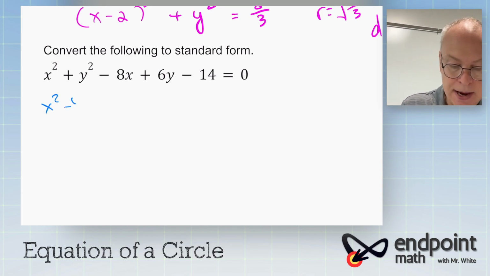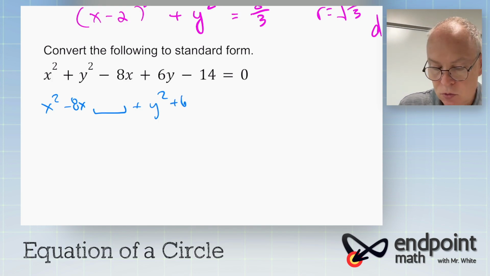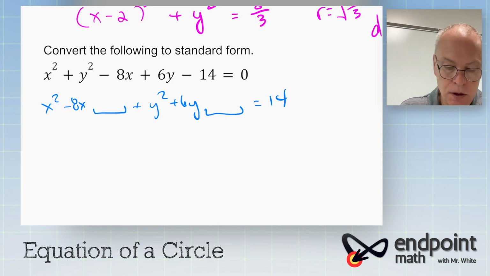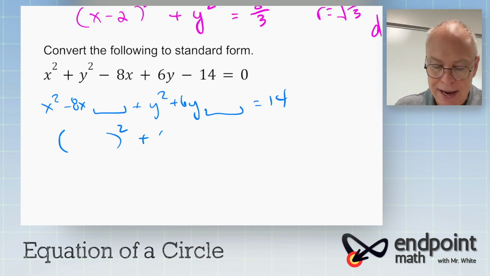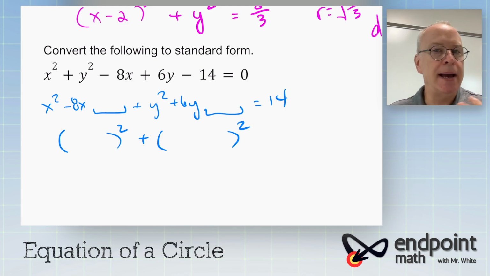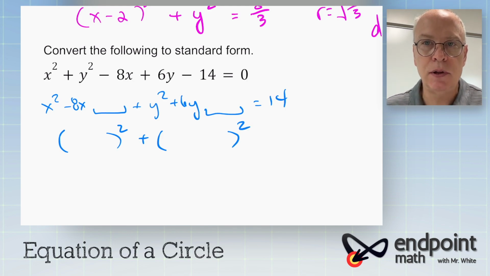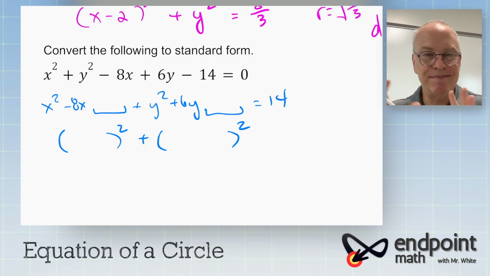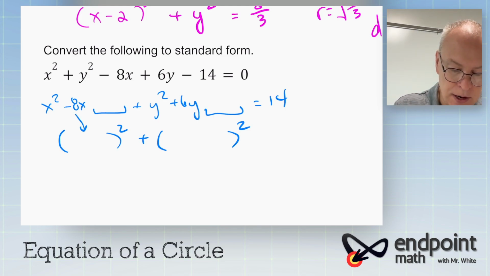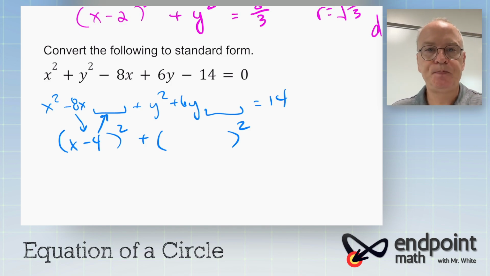x squared minus 8x, we'll leave a little space. Plus y squared plus 6y, we'll leave a little space. We move that 14 to the other side. See, to me, the way I'm doing this is just a mindless process, and I don't have to really stress about thinking too much here. I just do these steps. And generally, I think students like that when you don't have to think too much, right?